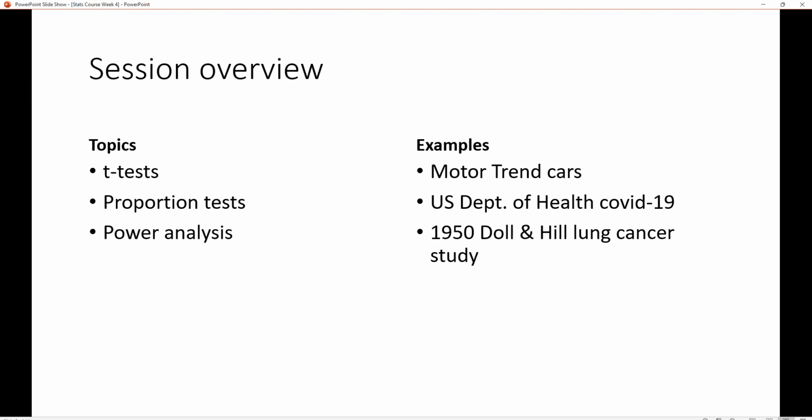For the session overview we'll cover the topics of t-test, proportion test, power analysis, and we'll use examples from Motor Trend Cars data, the U.S. Department of Health COVID-19 data, and the 1950 Doll and Hill lung cancer study.